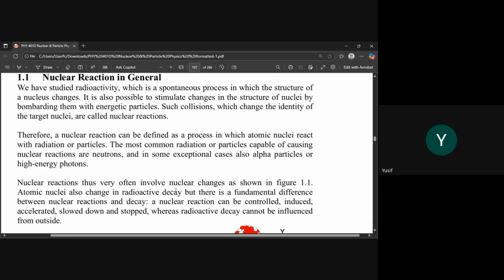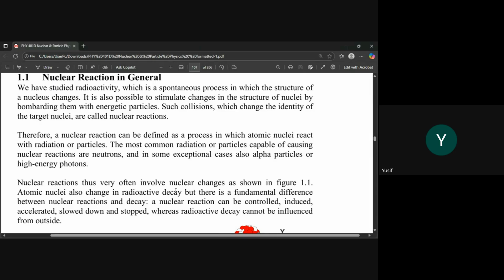Anyways, so nuclear reaction in general talks about the type of reactions that occur when we have an atom, right? What are some of the reactions they undergo, or what are some of the properties or characteristics they show when they are in reactions? That's what they talk about in the whole nature.